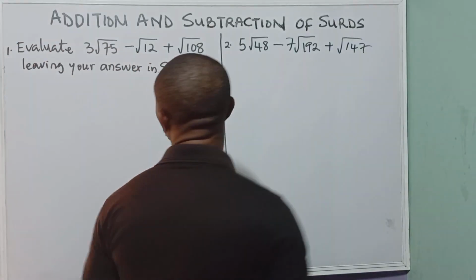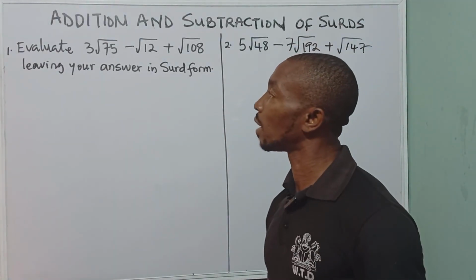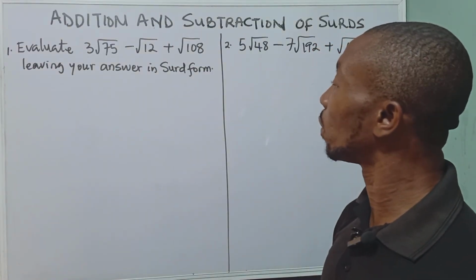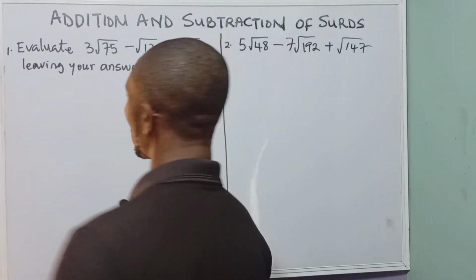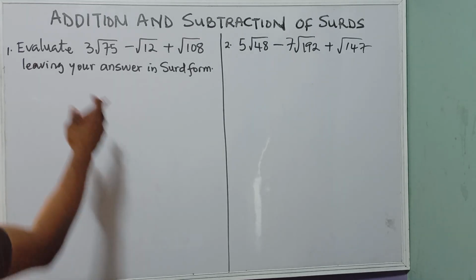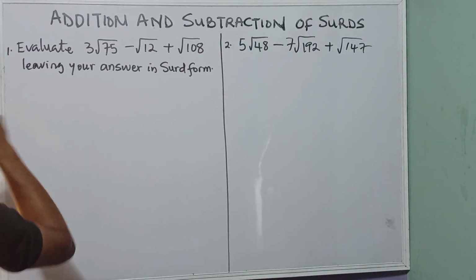Next question says, evaluate 3 root 75 minus root 12 plus root 108, leaving your answer in short form. Now, in order to solve this, we would first of all look at how to break down our 75, 12, and 108 into smaller roots.